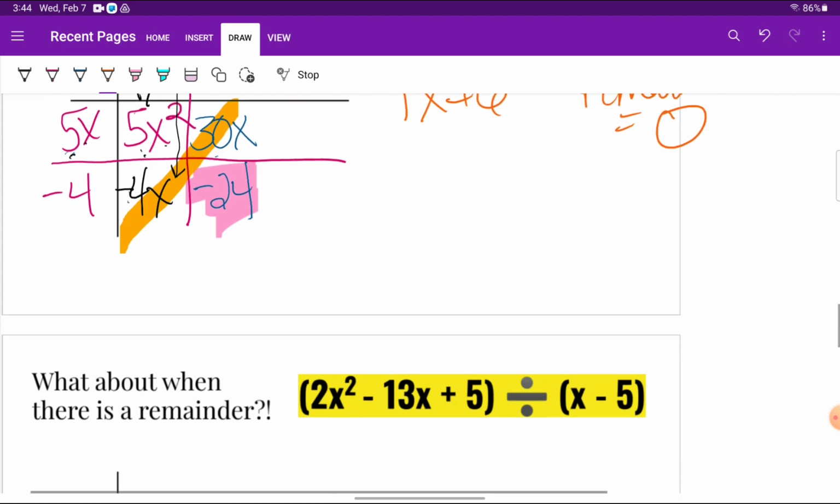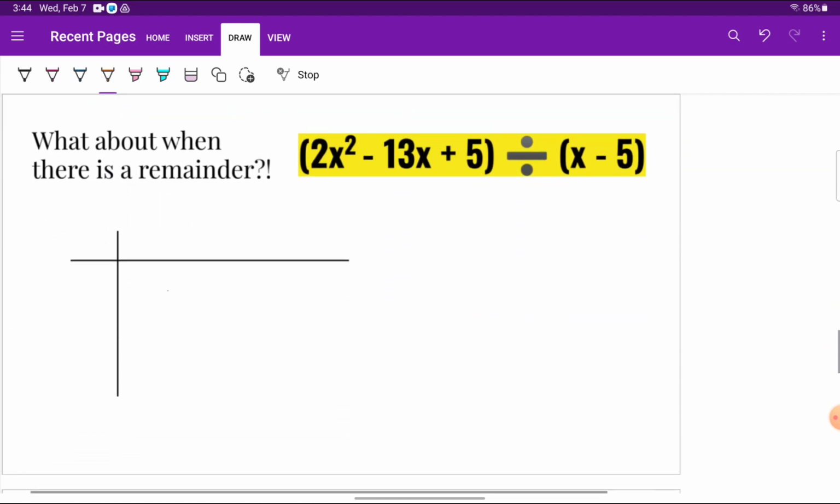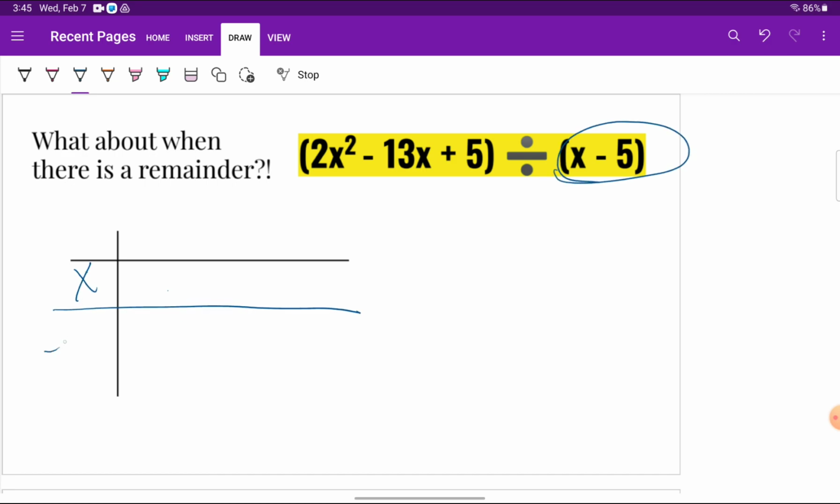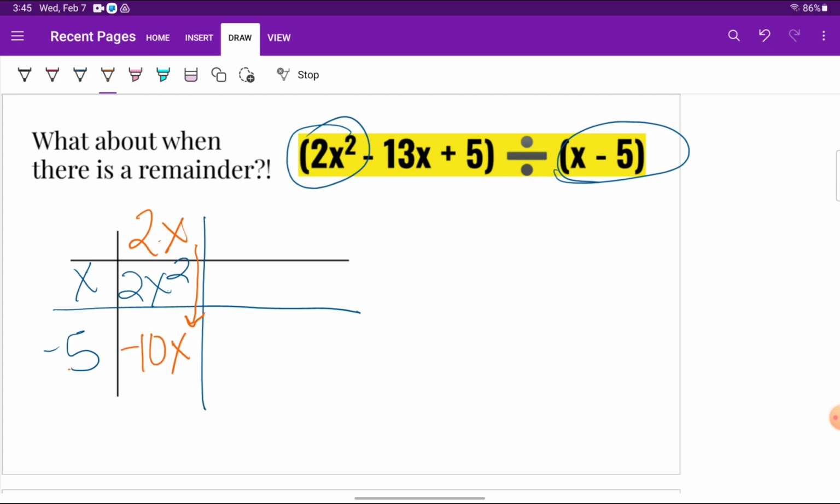So what happens if there is a remainder? Well, the same thing that happens in long division. We're going to set up x minus 5, 2x squared, and we're ready to start filling in. x times what is 2x squared? x times 2x is 2x squared. Multiply to fill. 2x times negative 5 is negative 10x.